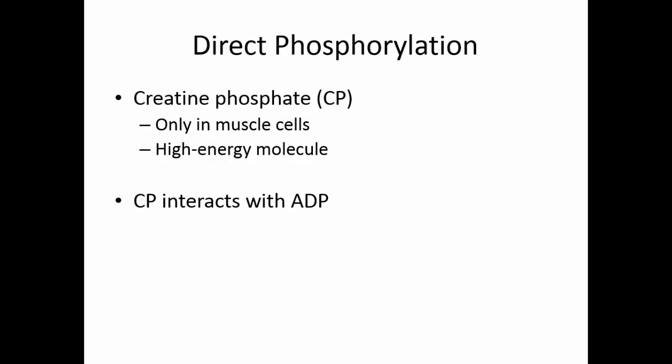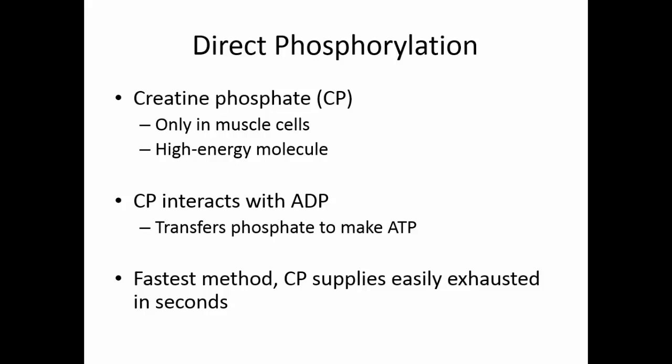Instead, we have to break it down, stick the phosphate on an ADP to make ATP, and then the cell can use this energy. This is the fastest method to make ATP, but the creatine phosphate supplies are easily exhausted. They only last for about 15 seconds.